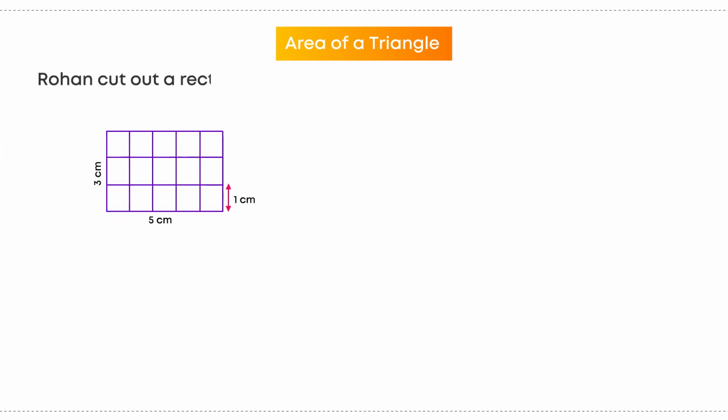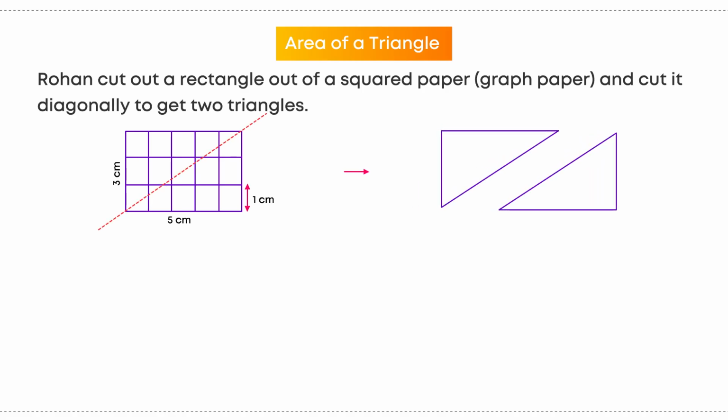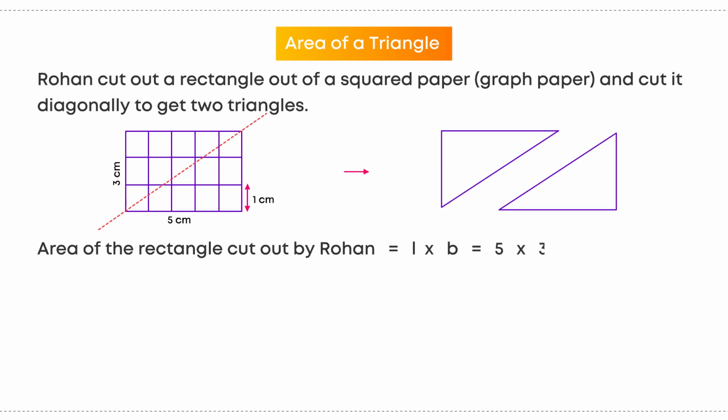Area of a triangle. Rohan cut out a rectangle out of a squared paper, graph paper, and cut it diagonally to get two triangles. Area of the rectangle cut out by Rohan is equal to length into breadth is equal to 5 into 3 is equal to 15 sq cm.